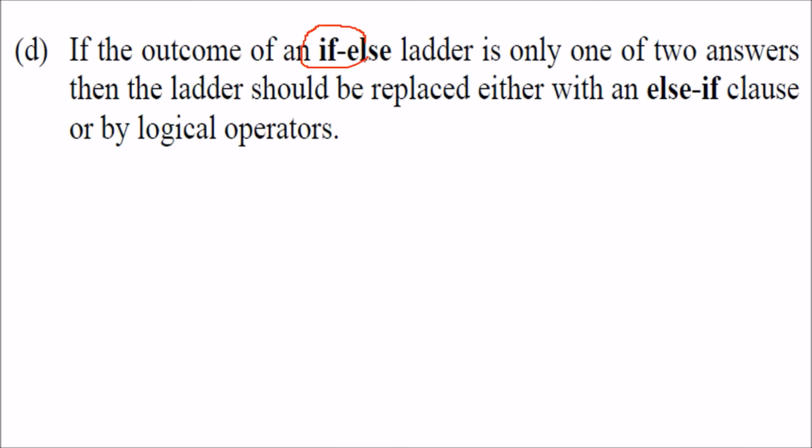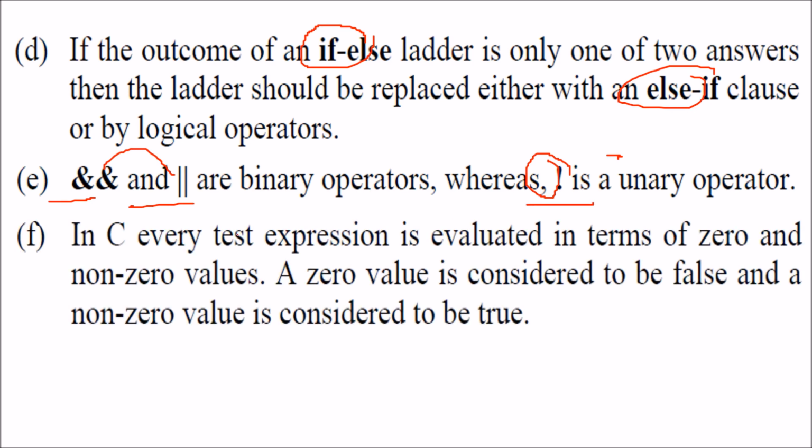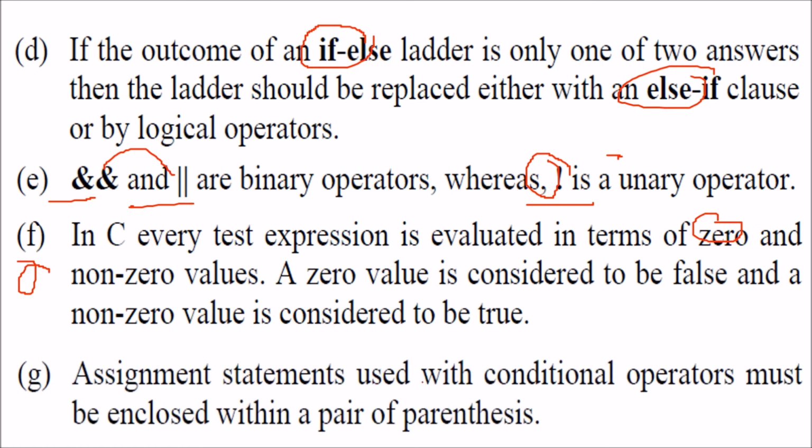If the outcome of the if-else ladder is only one of two, yes or no, the ladder could be easily replaced with else if or by the logical operators. The and and or are binary operators. This exclamation mark, the not operator, is a unary operator. The binary ones require at least two expressions or values, while this only requires one. In C, every test expression is evaluated in terms of 0. All values apart from 0 are non-zero. An assignment statement used with the conditional operator must be enclosed within a pair of parentheses.